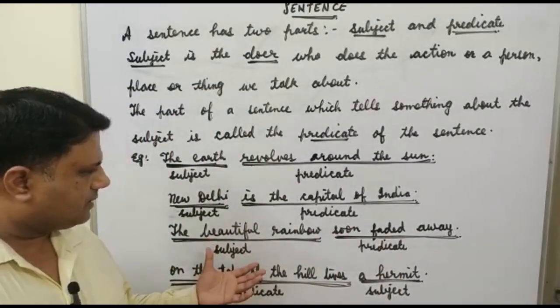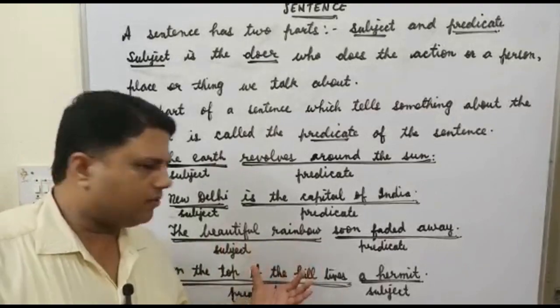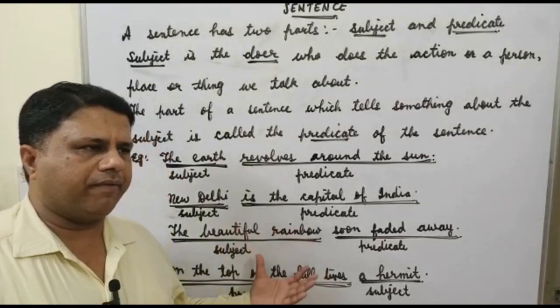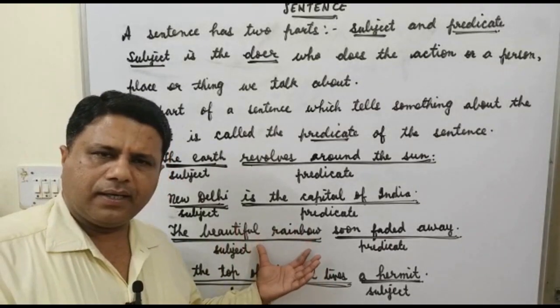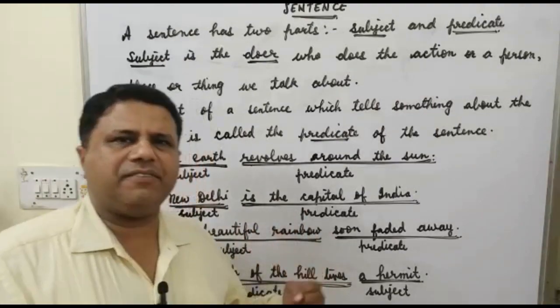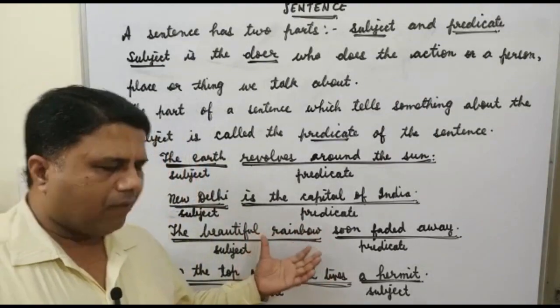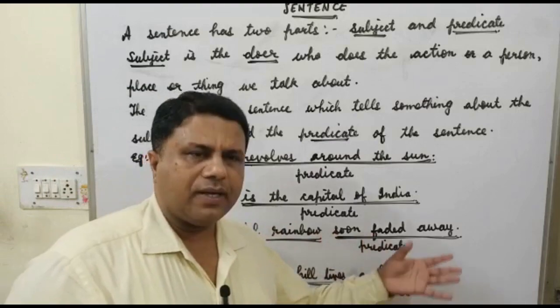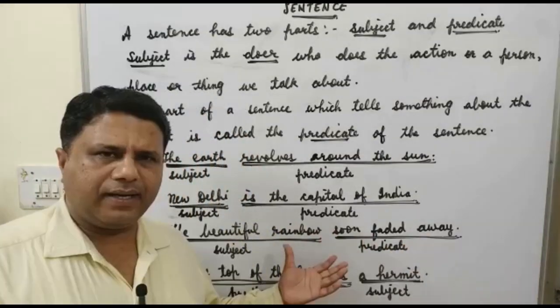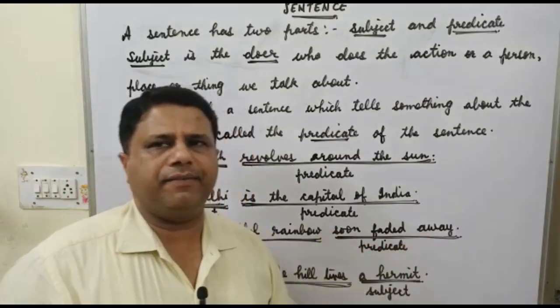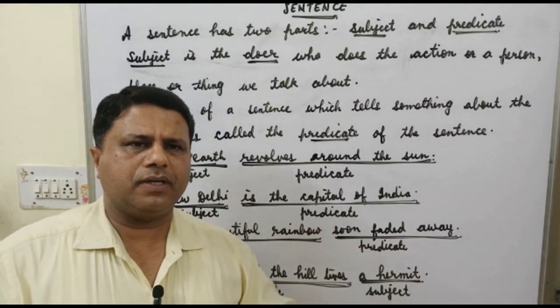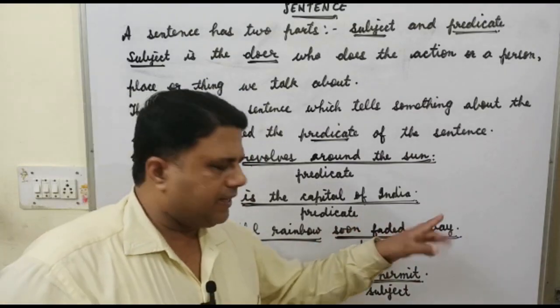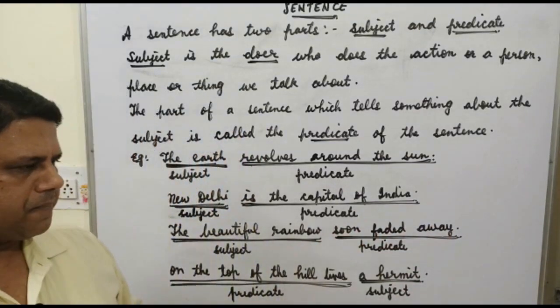So the third sentence, the beautiful rainbow soon faded away. Here the subject is the beautiful rainbow. We are talking about the rainbow, and the adjective is also used, beautiful. What happened to the rainbow? It soon faded away. The beauty of the rainbow, it soon faded away. The beautiful rainbow soon faded away. So soon faded away is the predicate of the sentence.